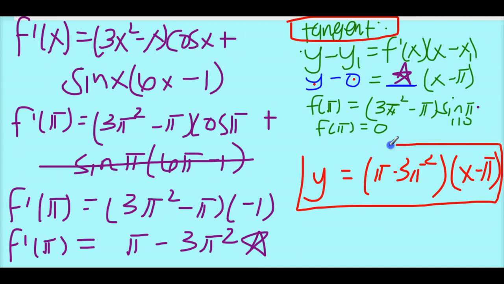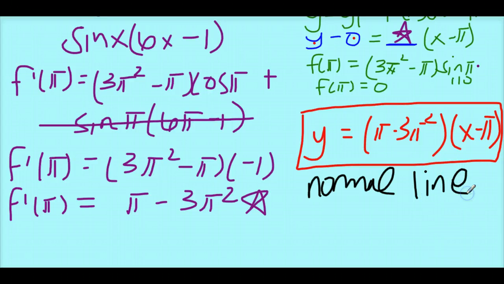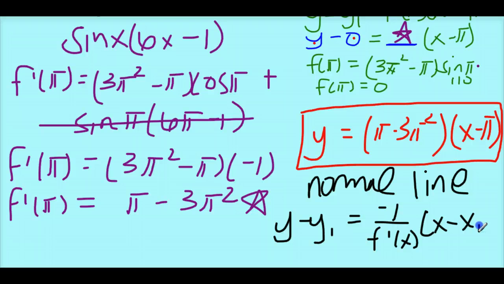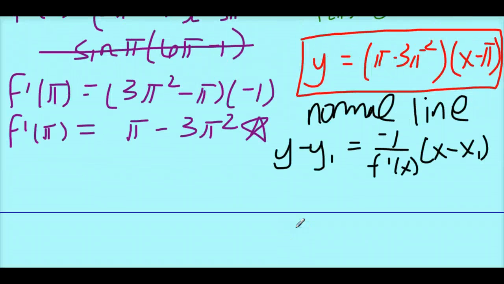Well, if I read the directions, am I only looking for the tangent line? No, I also need the normal line. So just to refresh, the normal line is y minus y1 is equal to negative 1 over f prime of x, the negative reciprocal of the slope, times x minus x1. So all I'm going to do is use the same exact information as my tangent line, but I need to take the negative reciprocal of this derivative.